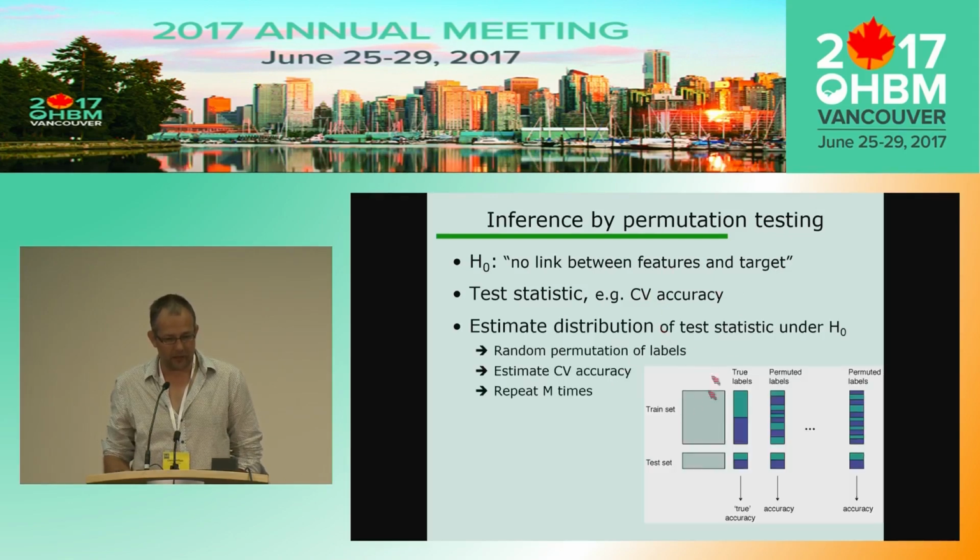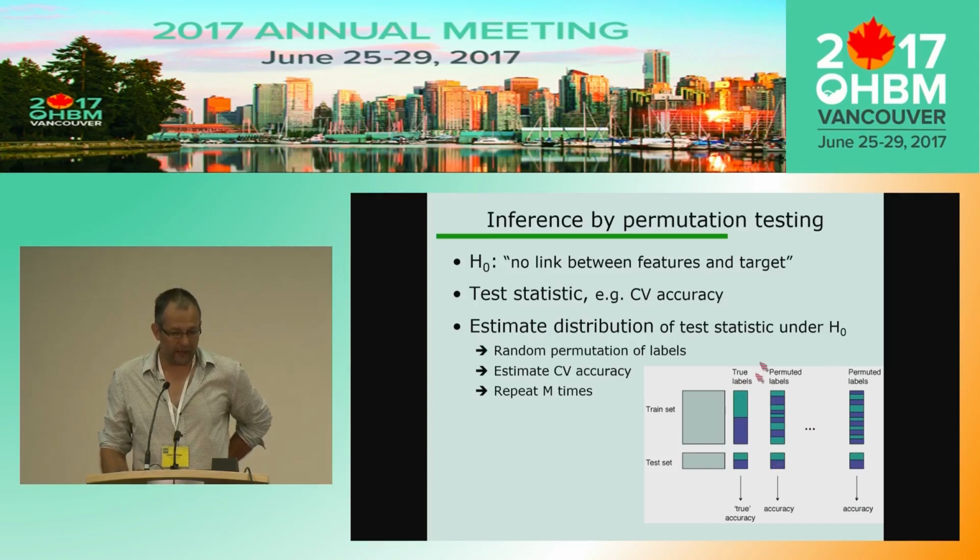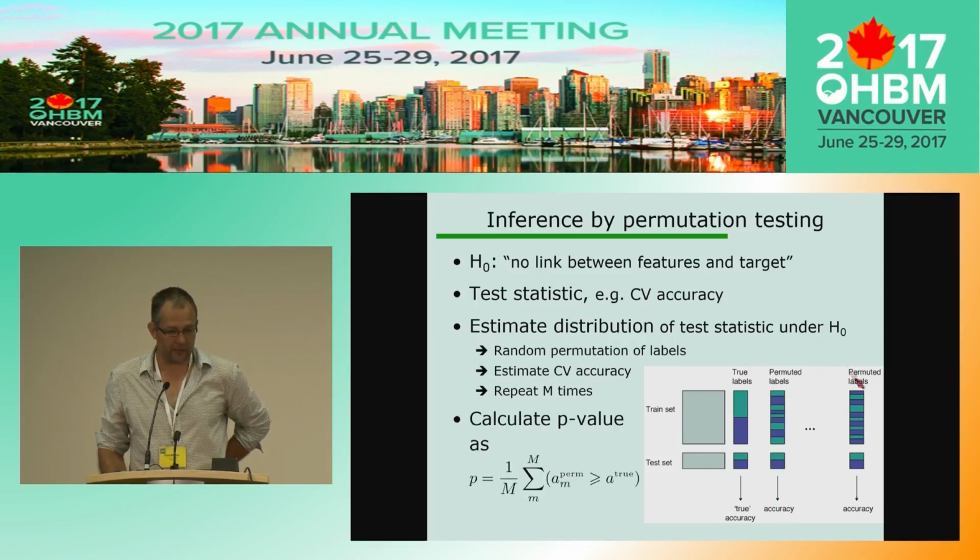So just to give you an idea, the idea with this non-parametric approach is if there is no link between the feature and the target, so there is nothing to learn, then the labels are completely arbitrary. So I could just reshuffle the labels randomly. I can do my training with the true labels, so I have my data and the labels, or I can just reshuffle the labels. Every time, with either true labels or permuted labels, I can calculate the accuracy of my machine. In effect, this will give me the distribution of accuracies under the null.